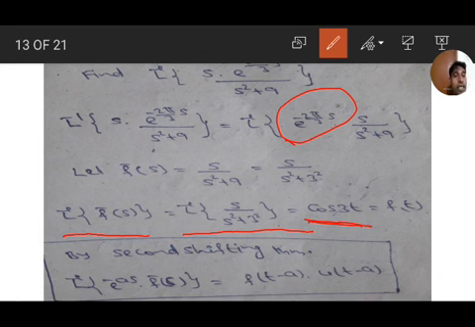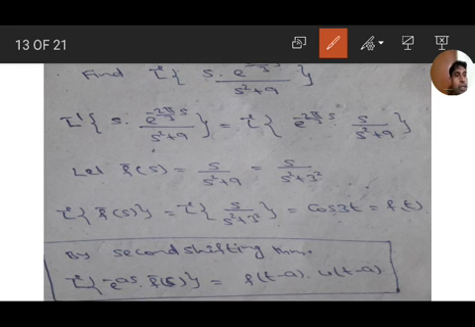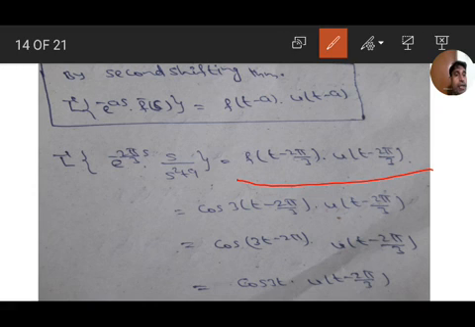And by the second shifting theorem, L inverse of e to the power of minus as into f bar s equals f of t minus a into u of t minus a, where a equals 2 pi by 3. So substituting, that is f of t minus 2 pi by 3 into u of t minus 2 pi by 3. For f of t minus 2 pi by 3, in the place of t in cos 3t, we replace t by t minus 2 pi by 3. We get cos of 3 into t minus 2 pi by 3, u of t minus 2 pi by 3.